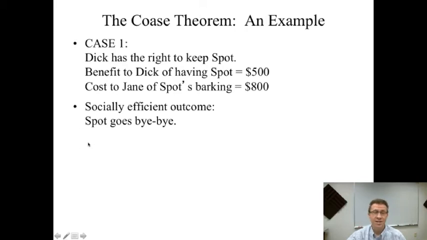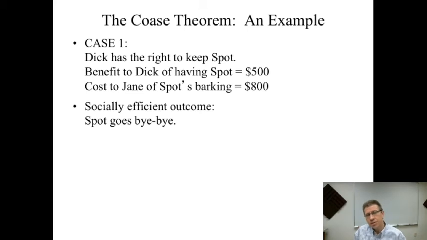So what's the case here? Let's say that Dick has the property rights here, right? Dick can keep the dog if he wants, and he gets to make the decision. Well, what do we see in this case? The benefit to Dick of having Spot is $500. The cost to Jane of Spot's barking is $800.